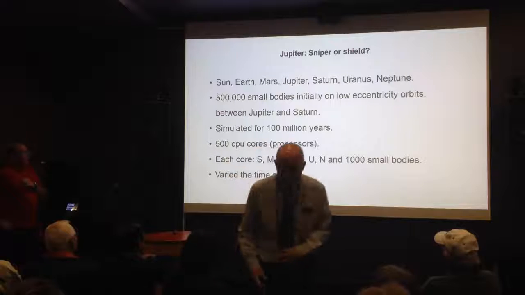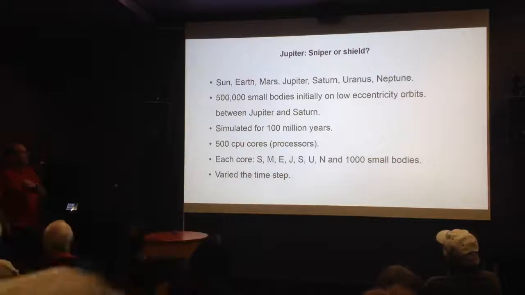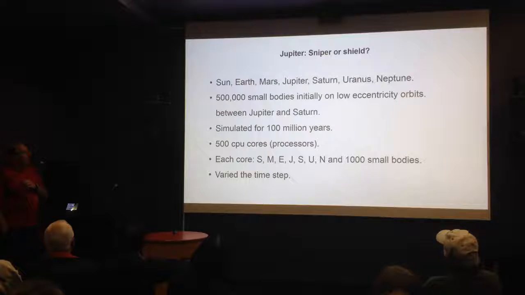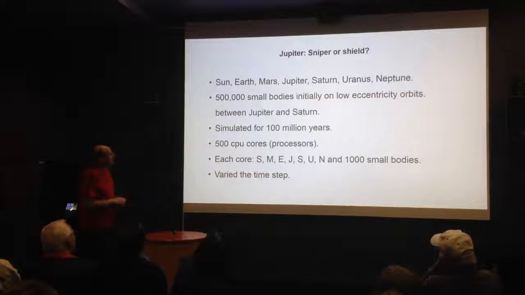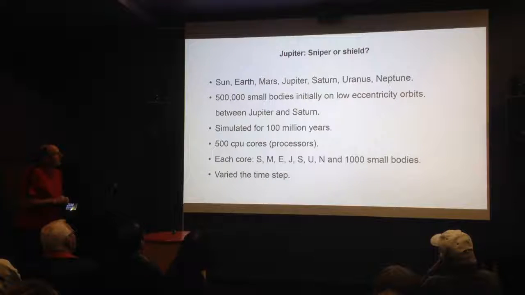So I had the sun, the Earth through to Neptune, and I had 500,000 small bodies, and they were on low eccentricity orbits, so orbits that are very close to being circular between Jupiter and Saturn. So I generated them using random number generation for certain properties of that. So I have 500,000 plus I have 7 other bodies. So I have the Sun through to Neptune plus the 500,000 bodies. And I simulated it for 100 million years.